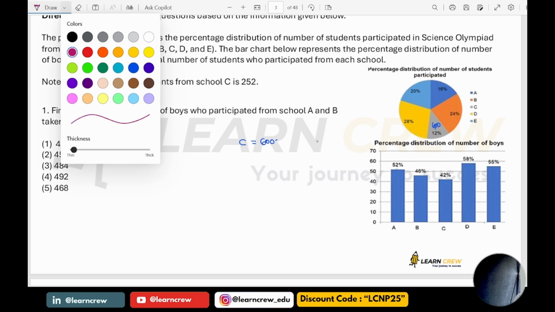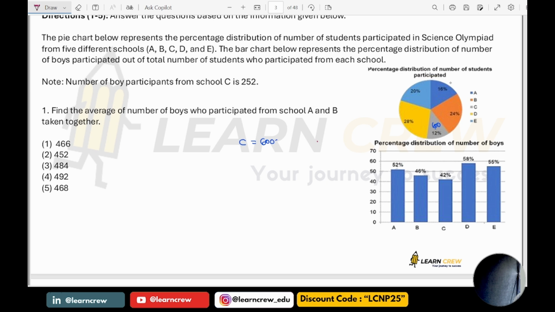See here, what would be the A, B, C, D, E values? A would be 16%, so it is 800. It is 24%, so how much? 1200. It will be 28%, so 1400, and it is 20%, thereby it is 1000, right?